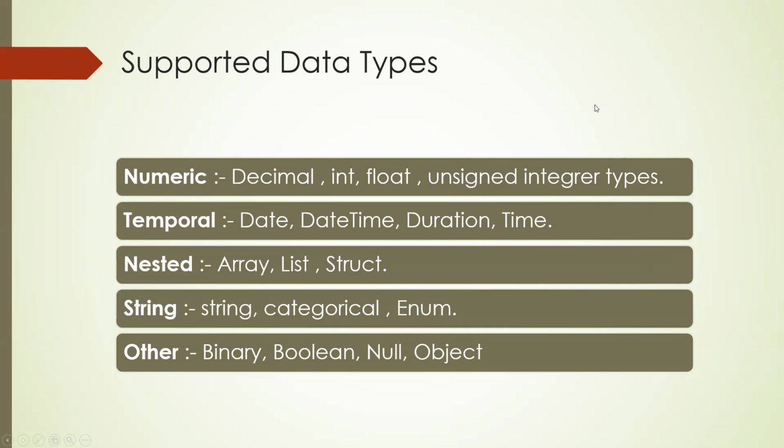Then we have support for nested data types. When I say nested data types, it can be a data structure like array, list, or struct. It also supports string. A string can be in the form of a normal string, or it can be in the form of a categorical or enumeration. It also has support for binary, Boolean, null, and object types of data.